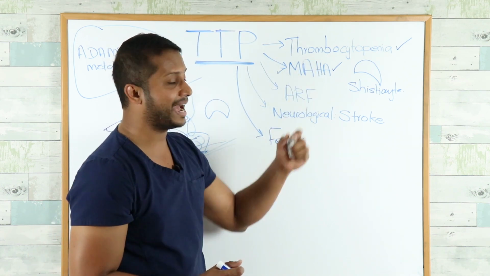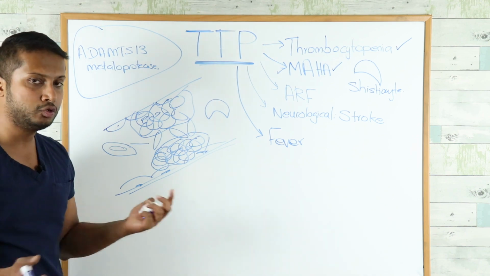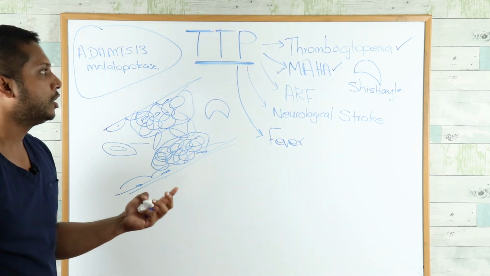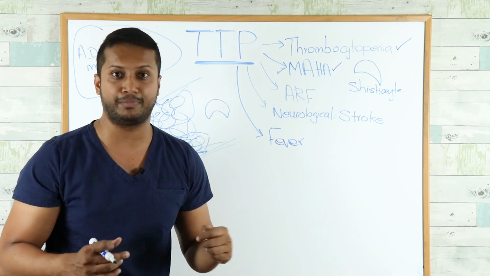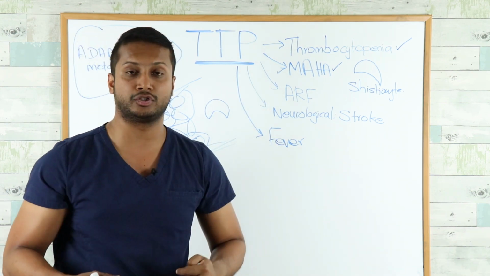Number 2 that you must have is thrombocytopenia. Well, if you're forming a platelet plug, guys, are you going to use up platelets? Yes, you are, right? So obviously you're going to have thrombocytopenia. That's pretty easy. Alright, what about this acute renal failure and neurologic such as stroke?